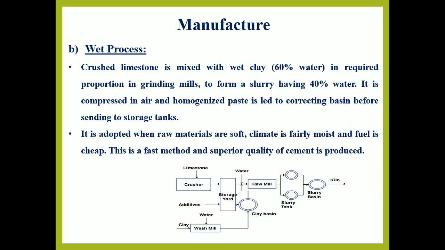While in the wet process, limestone is crushed in crushers and it is mixed with clay, which is already wet with water in wash mills. This limestone and clay is mixed in proper proportion in grinding mills to form a slurry which contains almost 40% water. Then it is compressed in air and this homogenized paste is collected in correcting bins. There its proportion can be corrected if required. Then it is sent to the storage tanks, which are known as silos. This wet process method is usually used in India. It is adopted when raw materials are soft, climate conditions are fairly moist and fuel is cheap. This process provides a superior quality of cement.